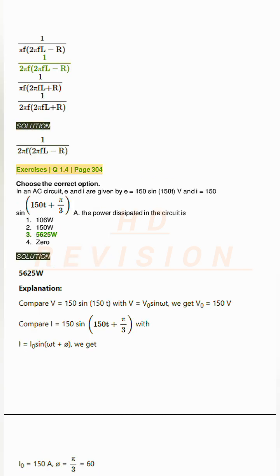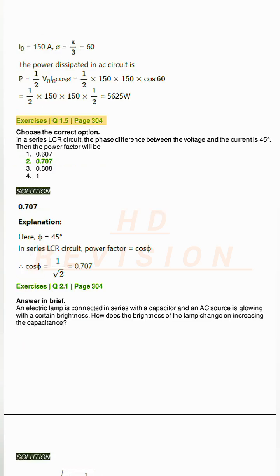Solution. Exercises Q1.4, page 304. Choose the correct option. In an AC circuit, E and I are given by E equals 150 sin(150t) V and I equals 150 sin. The power dissipated in the circuit is 1. 106 W, 2. 150 W, 3. 5625 W, 4. 0.